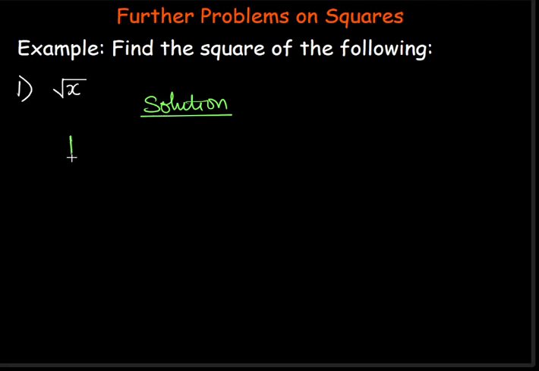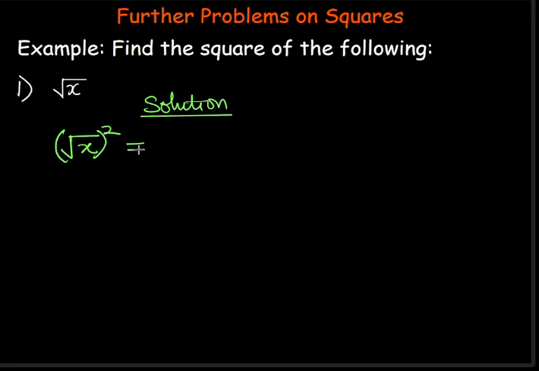Now, square root of x. The first one says find the square of the following. The first one is square root of x. So we have to find the square. Remember, square means raised to power 2. So we have to square this.